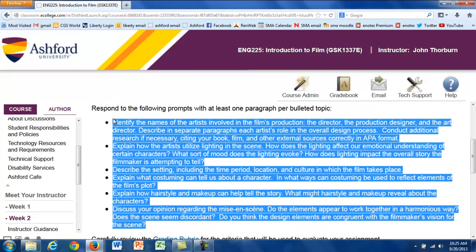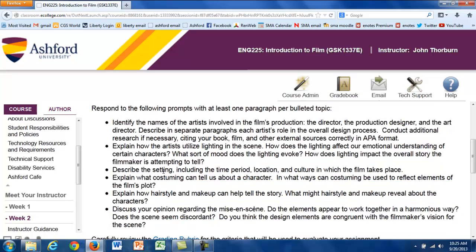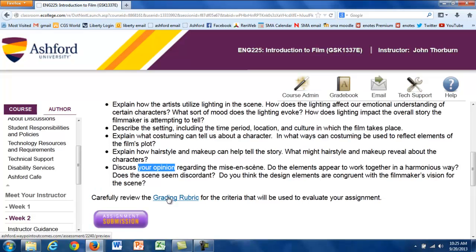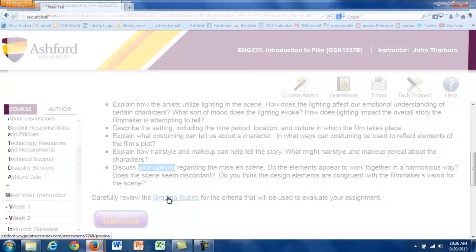Then it will have a number of paragraphs dealing with these various things like lighting and setting and costuming, hairstyle and makeup, your own opinion regarding what it is that you're seeing on the film. And then after you've written all that, you need a concluding paragraph. And the concluding paragraph is going to sum up the entire page, and it's also going to sort of restate your thesis.